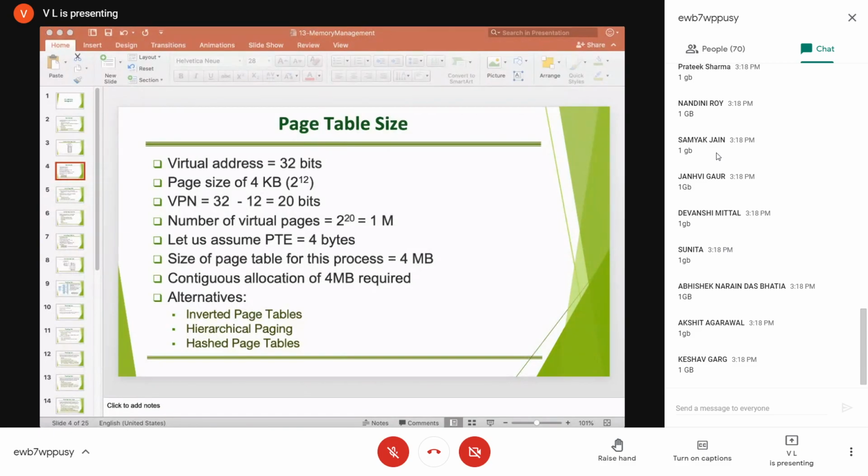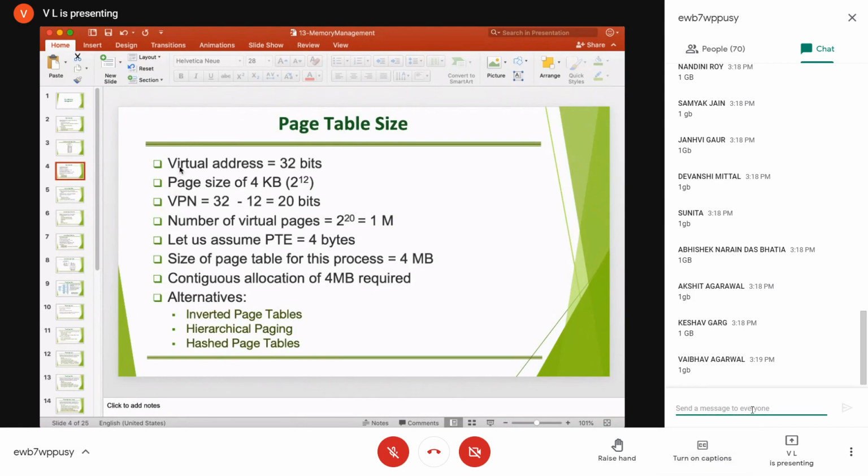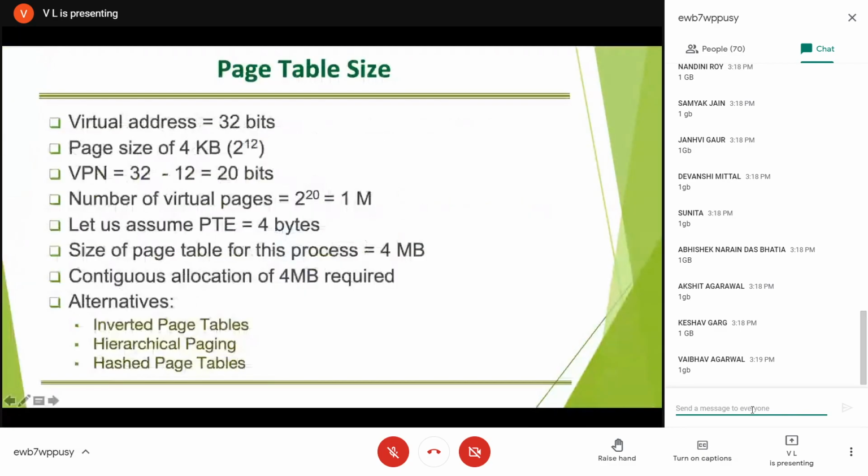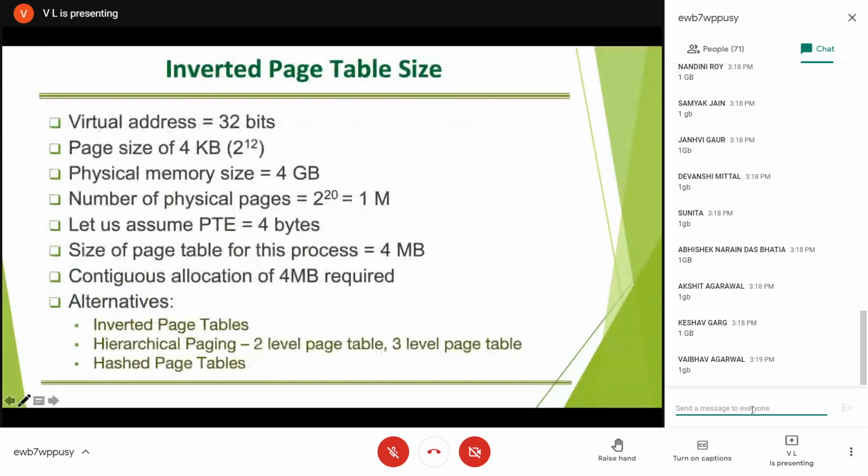Let me come to the chat. Okay, so please answer this question one. So people have done it. Okay, so the page table size was 40 bits. Quickly answer it on the attendance. So it was 40 bits.